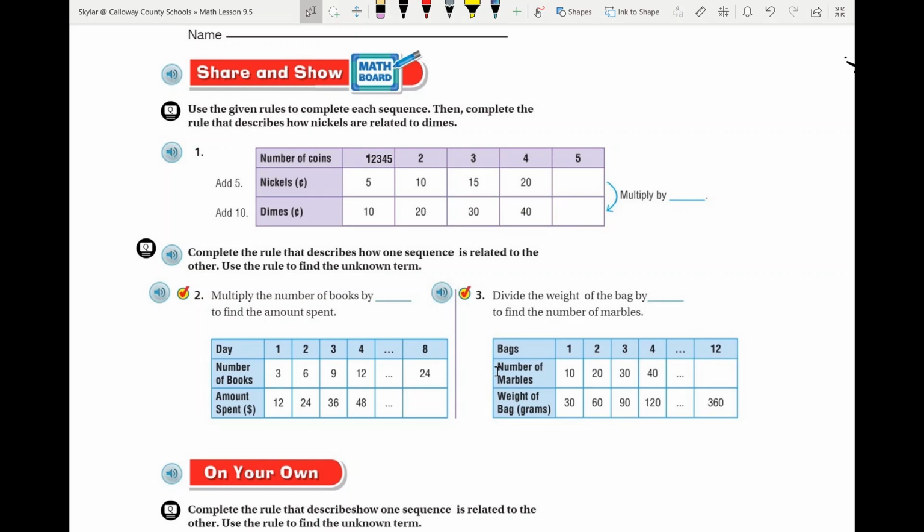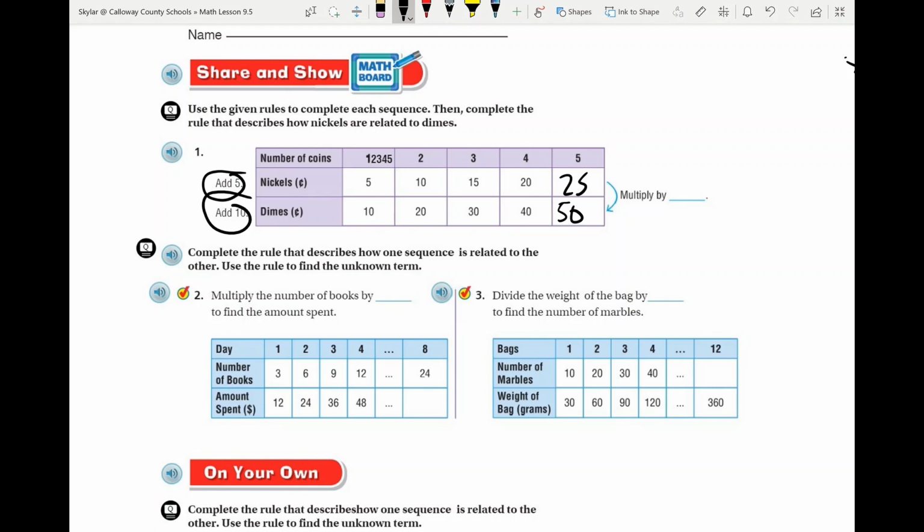So number 1 is pretty simple, and they even gave us the sequence already. So number of coins, nickels, and dimes. When you have 5 nickels, you're going to have 25 cents. And you can see that pattern, that rule for the first one is add 5 every time. The rule for the second one is add 10. So we add 10 to 40 and we get 50.